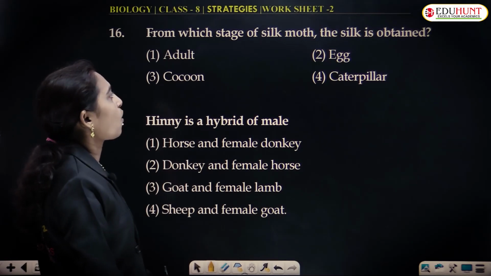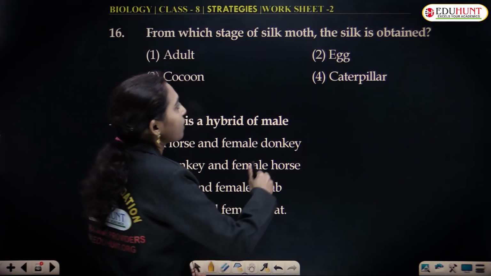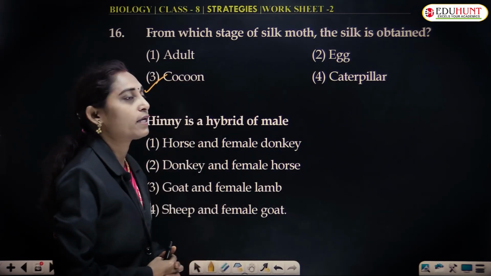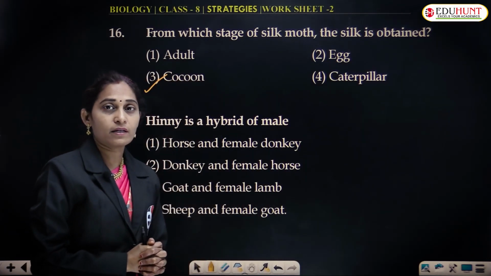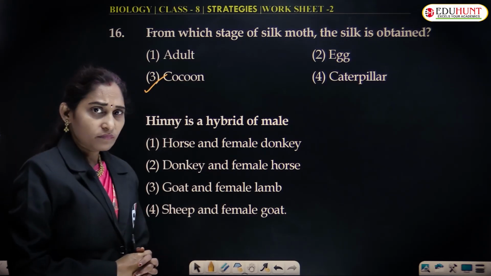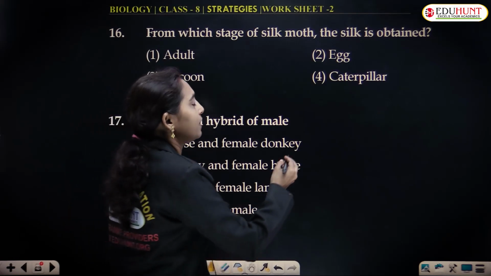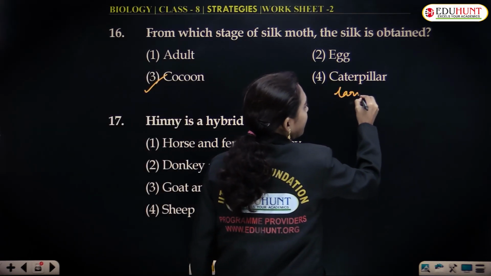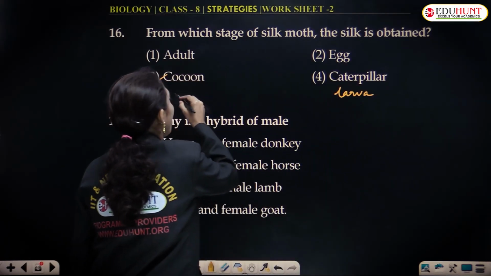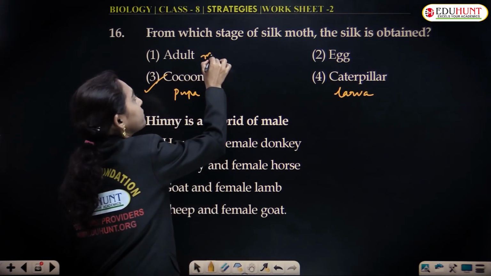From which stage of silk moth is the silk obtained? It is the cocoon. We know that there are 4 different stages in the life cycle of a silkworm. One is the egg, then the larval stage, the caterpillar. Caterpillar is the larval stage, larva. Then cocoon, it is pupa. Then the adult, the moth.